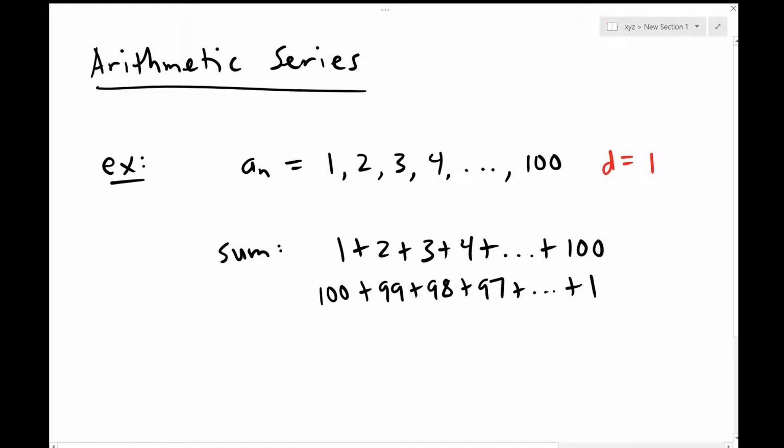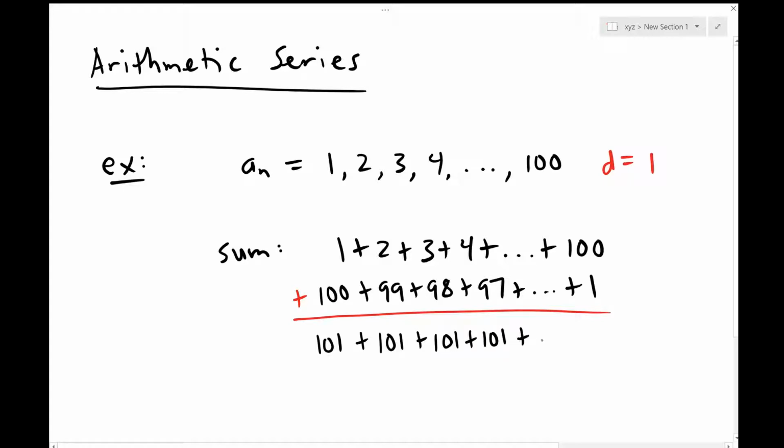So starting at 100 and then going to 99, 98, and so on until we get all the way down to 1. And what I'm going to do is take these two different versions of the sum and add them together. So we're going to take 1 plus 100, that would be 101. Then we would have 2 plus 99, that's also 101. 3 plus 98 is also 101, and so on. Each of these sums will end up being 101.